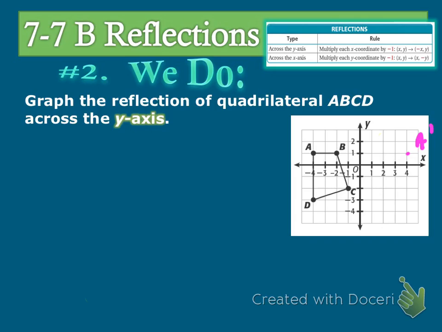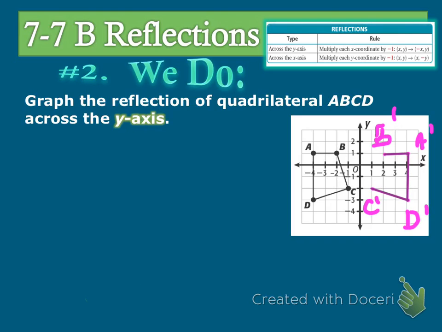B is 2 away from the y-axis, so we're just going to put the point right there, and that's going to be B prime. C is 1 away, so it's going to go right there. And D is 4 away on the 3, so it's going to go right there. And then all I have to do is, again, connect them.